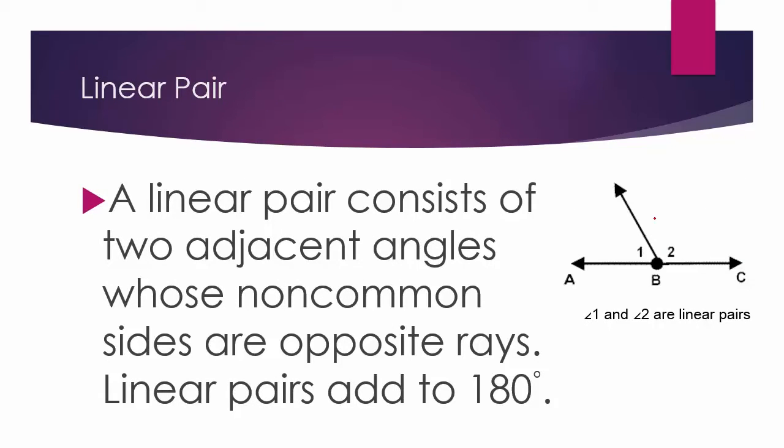Linear pair. A linear pair consists of two adjacent angles whose non-common sides are opposite rays. Linear pairs add to 180 degrees. So a linear pair basically means that you have a straight line and a ray that goes through the line, and then the angles created by the ray that goes through the line add up to 180 degrees. There's another word for that we're going to learn shortly, and that is supplementary. So in this case you can say that angle 1 and angle 2 are linear pairs and they add up to 180 degrees.